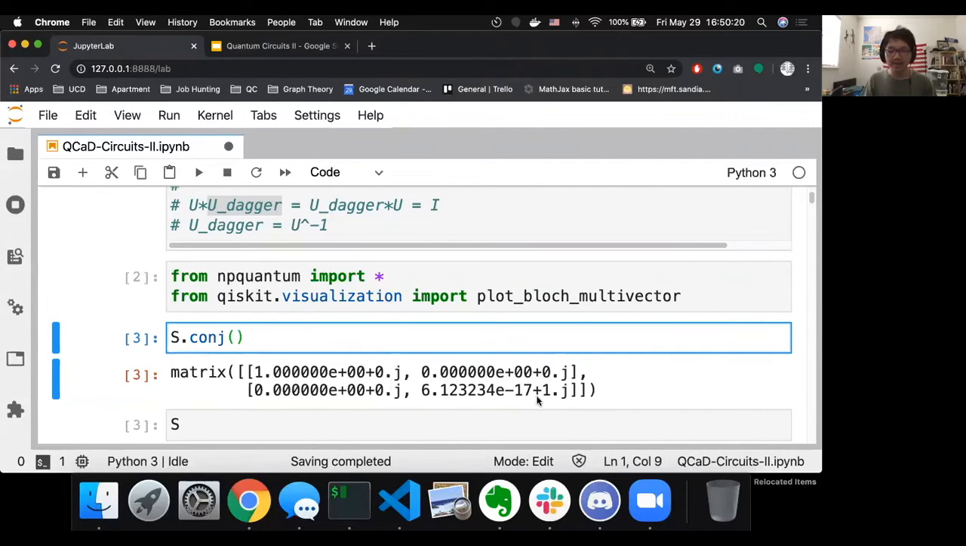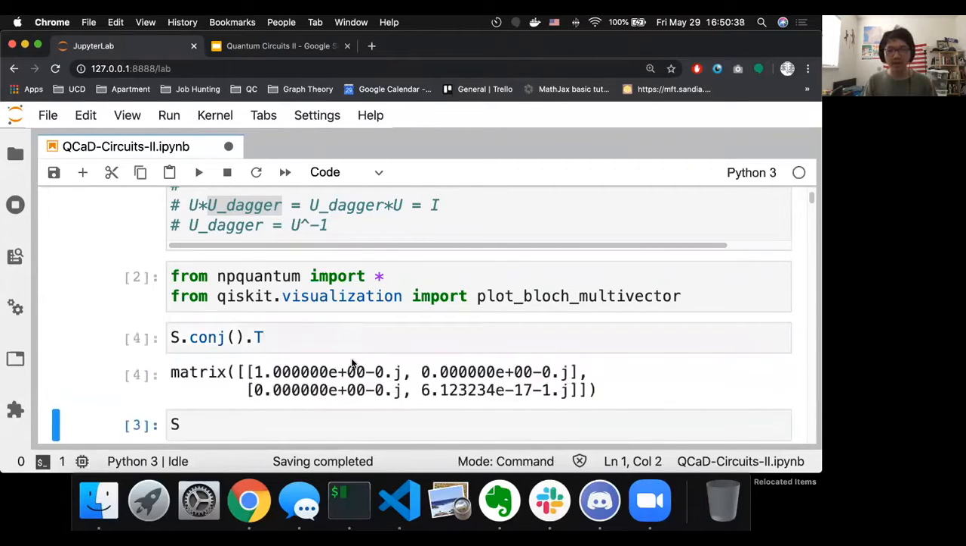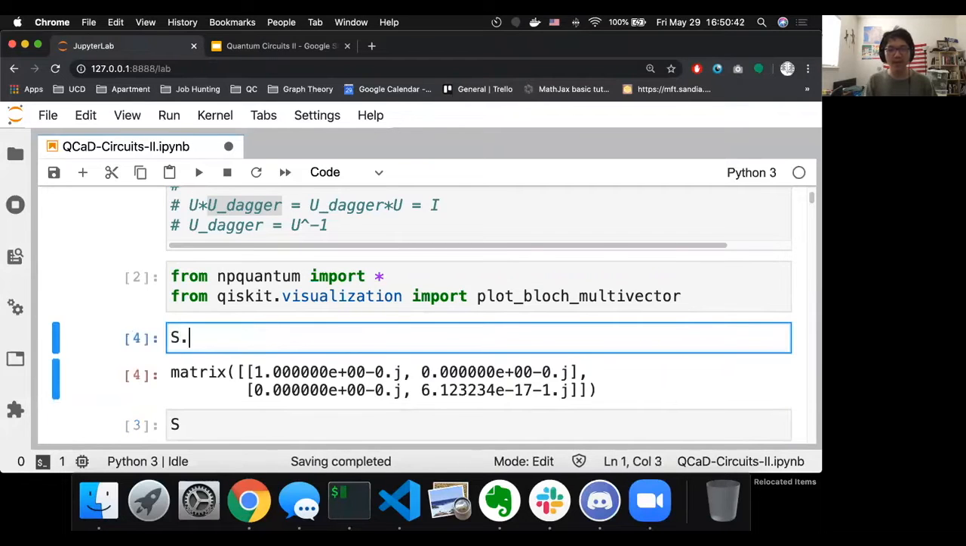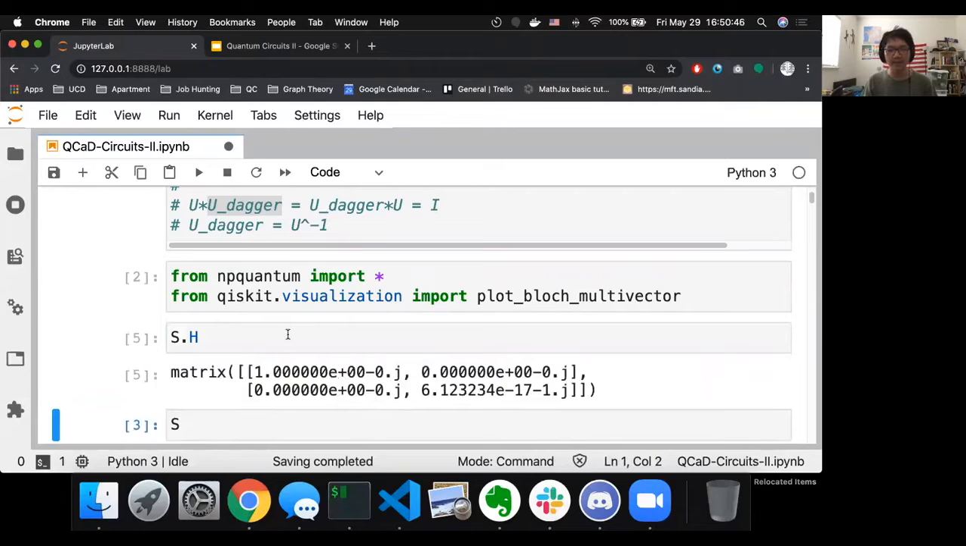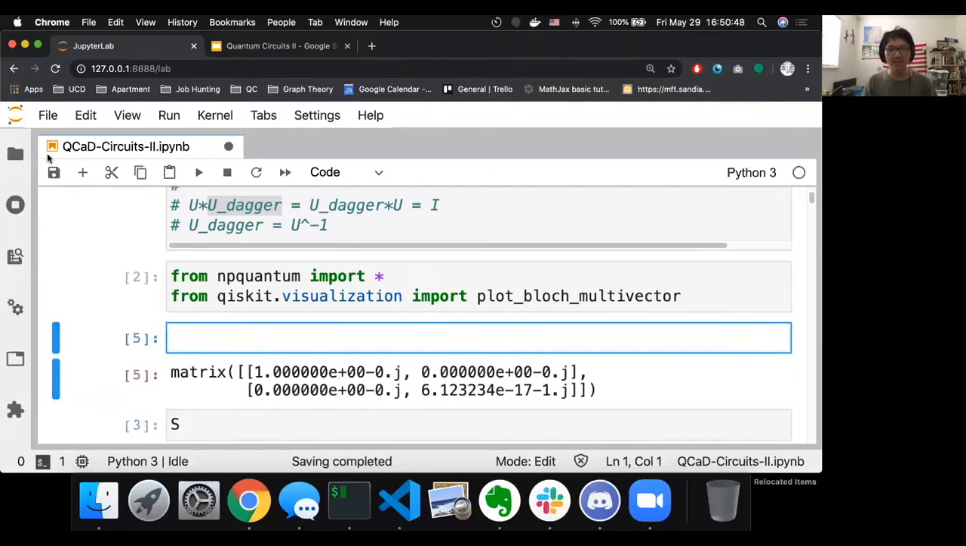So if I take the conjugate, I'm essentially flipping the sign in front of the imaginary part, and then if I were to do the transpose of that matrix, so each row you see here becomes a column, then that becomes essentially the Hermitian transpose or Hermitian conjugate. Yeah, there we go. So the conjugate and then the transpose. Or I just do S dot H, which is the same thing. It just takes the Hermitian transpose or conjugate of the matrix.